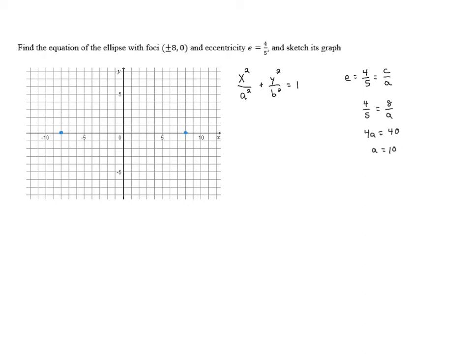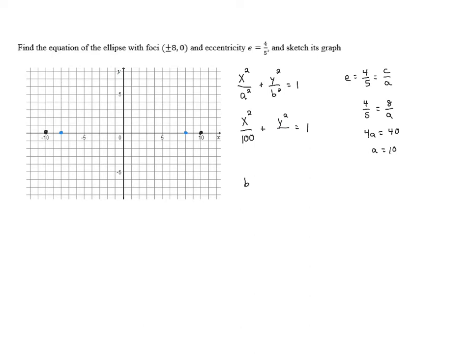So this tells us a couple of things. First of all, because a is 10, that means a squared is 100. So it's going to be x squared over 100 plus y squared over something equals 1. But it also tells us that the vertices are going to be at 10, 0 and negative 10, 0. So those are going to be right there. Now the last thing we need to do is find the value of b, which is going to tell us what the y-intercepts are going to be.